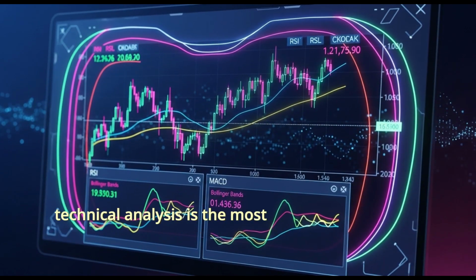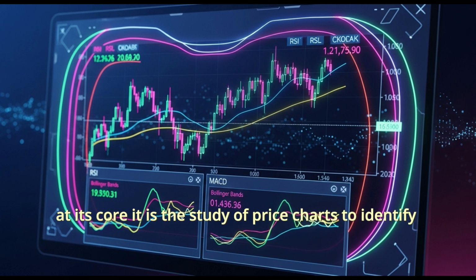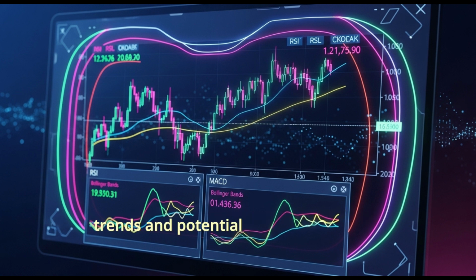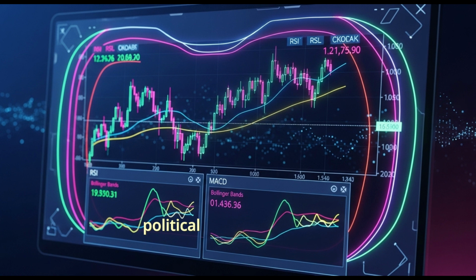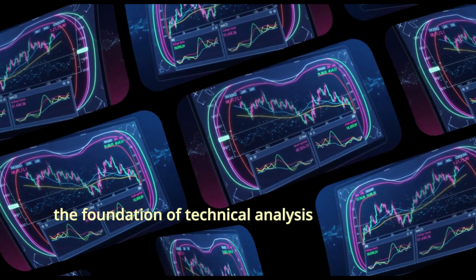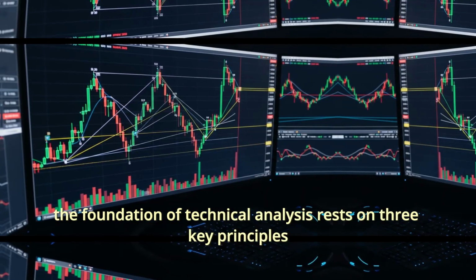Technical analysis is the most widely used method among retail Forex traders. At its core, it is the study of price charts to identify patterns, trends, and potential future movements. Technical analysts believe that all relevant information, economic, political, and psychological, is already reflected in the price. Therefore, by studying price action, traders can make informed decisions without needing to analyze external factors. The foundation of technical analysis rests on 3 key principles.